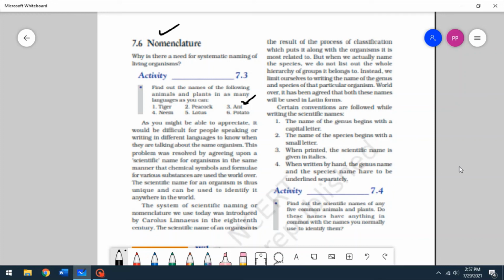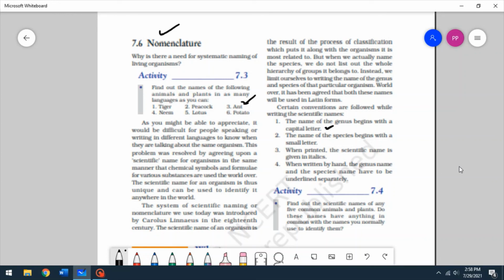If you don't know any scientific name, nobody expects you to know what they're talking about, but if you know scientific names of organisms, you can talk to a person from any part of the world who also knows the scientific name for an organism, and you both will be able to know that you're talking about the same organism. So there are rules for naming them. The first rule is that the name of the genus should begin with a capital letter.